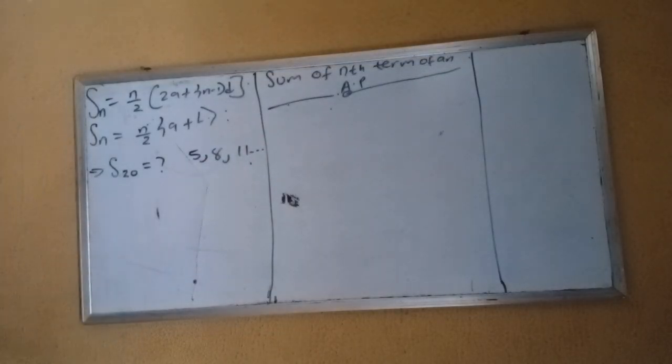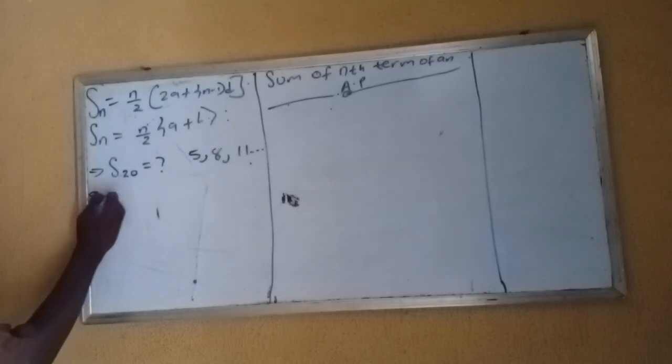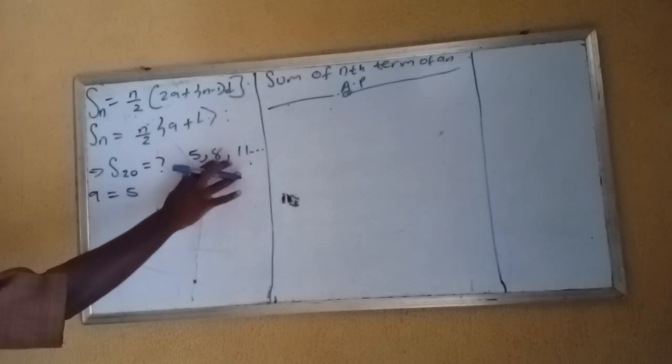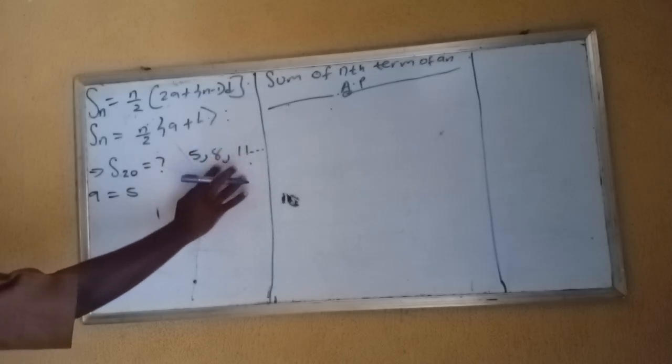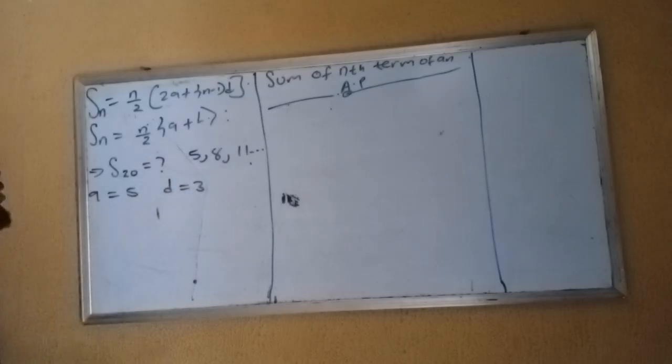Remember during the basic class, our first term is a. So a is equal to 5. The common difference is T2 minus T1, which is 8 minus 5, which is 3. If you choose T3 minus T2, 11 minus 8 is also 3. So we have d equal to 3. So what about the n?